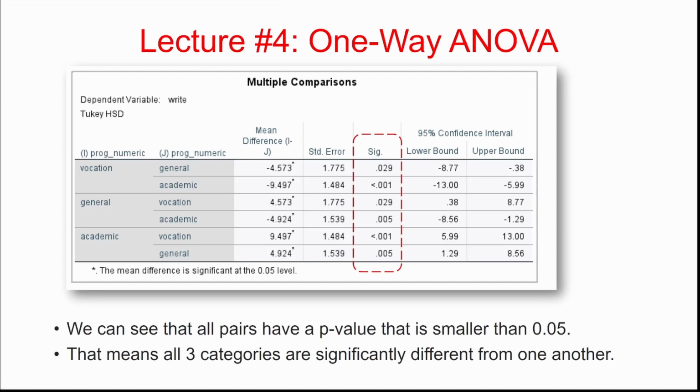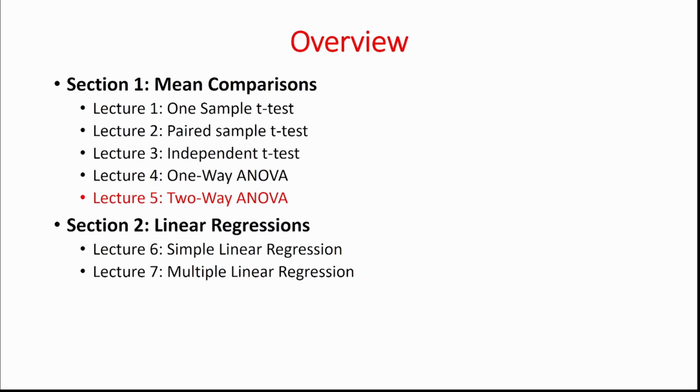So this is one-way ANOVA. Now we're going to move to the two-way ANOVA. Two-way ANOVA is our lecture 5. As you see, we move very fast.